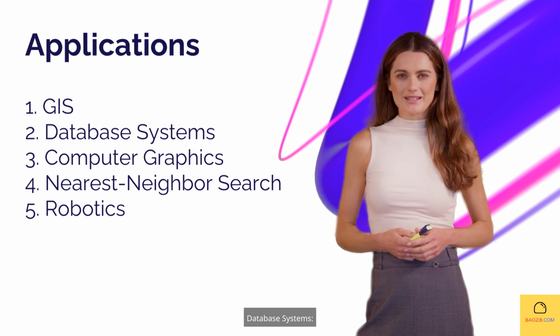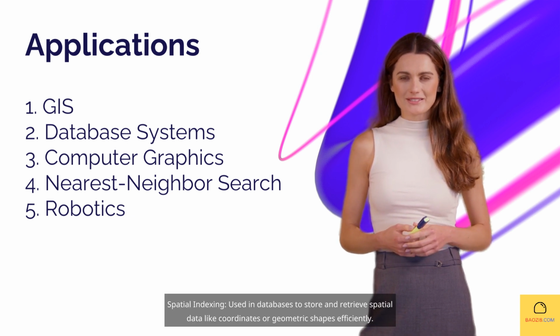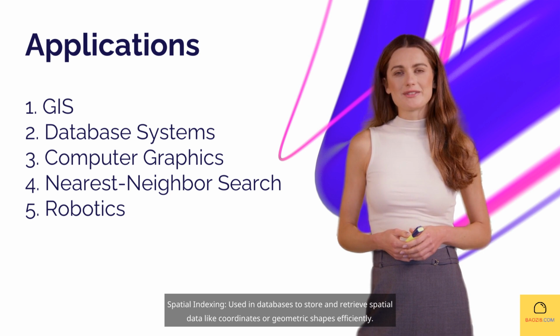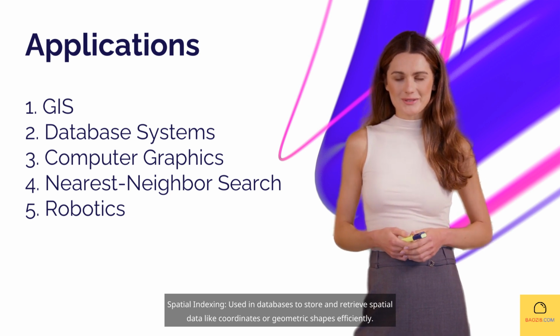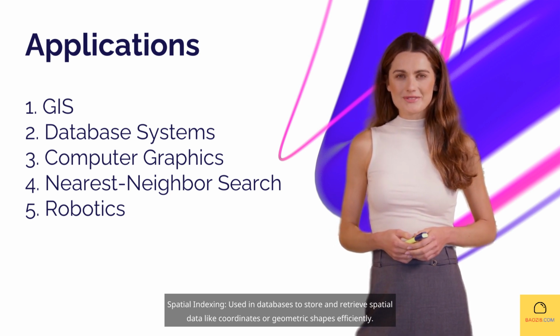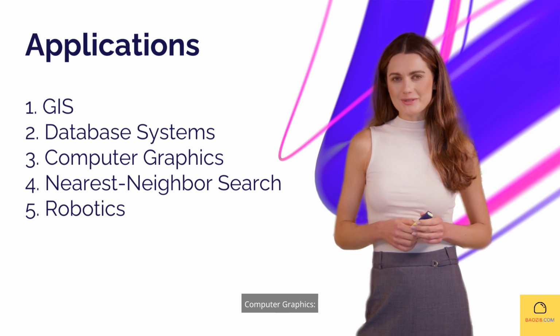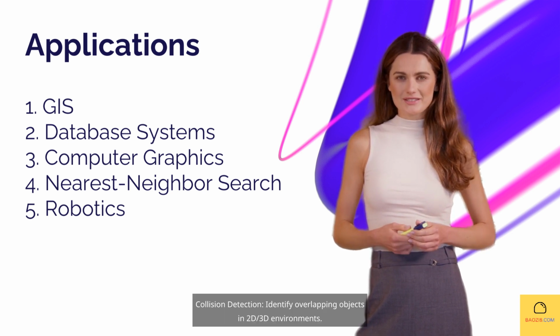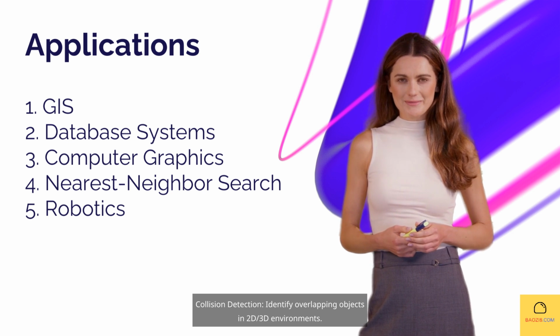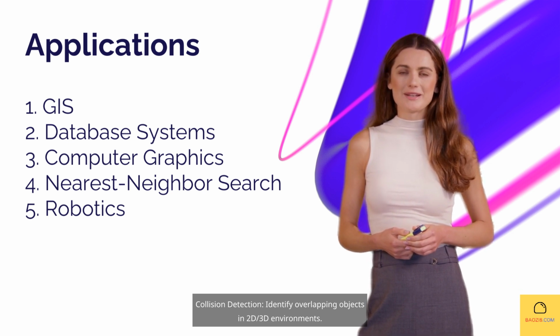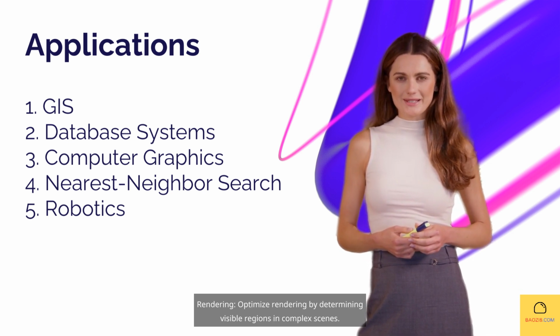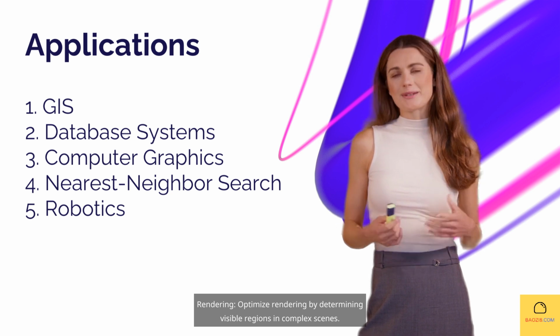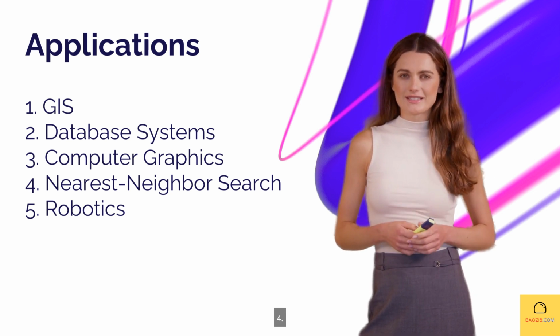2. Database systems. Spatial indexing: used in databases to store and retrieve spatial data like coordinates or geometric shapes efficiently. 3. Computer graphics. Collision detection: identify overlapping objects in 2D/3D environments. Rendering: optimize rendering by determining visible regions in complex scenes.